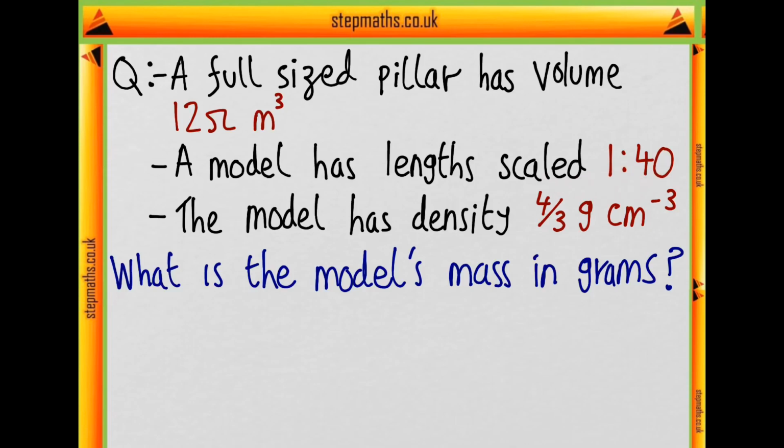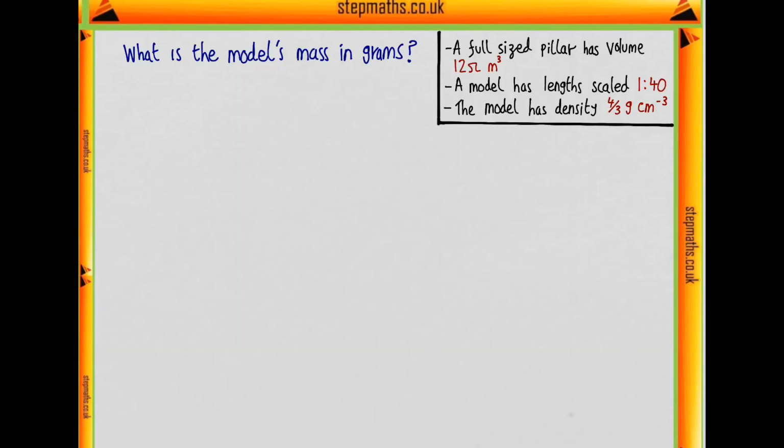And we're told the model has a density of 4/3 of a gram per centimetre cubed. And we're asked to deduce from this, what is the model's total mass in grams? So how do we start? We've been given all this information. How does it all relate?